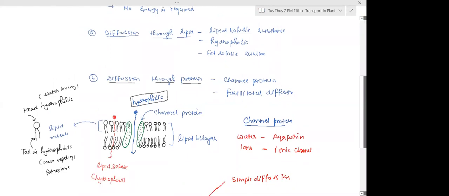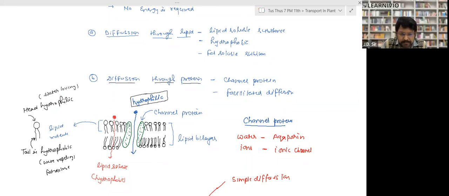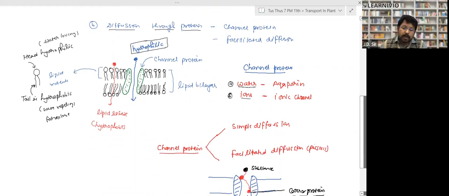Yes, sir. Clear to all of you? Okay. Then come to the channel protein. Channel proteins are of two types. Those proteins which transport water and water soluble substances, hydrophilic substances, are called aquaporins. And those which transport ions are called ionic channels. So channel proteins are of two types, aquaporin and ionic channel.